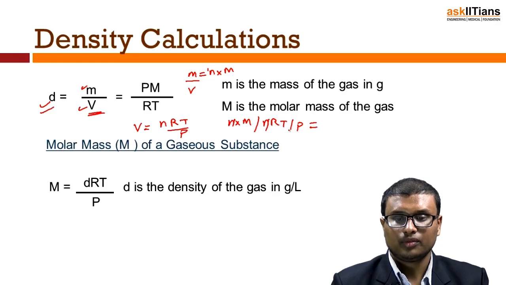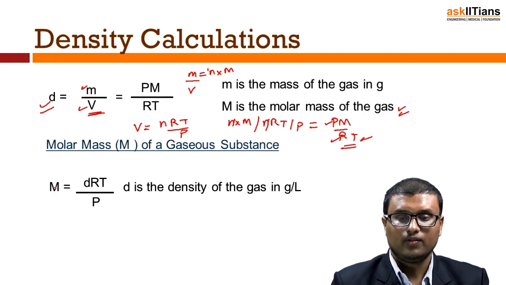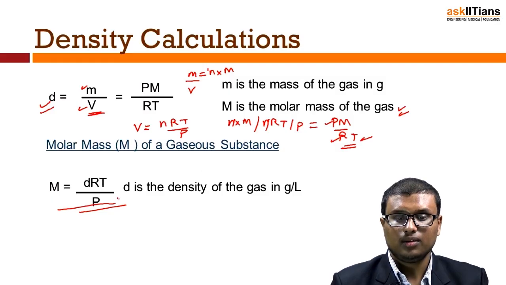So P goes to the numerator, and it will be PM by RT. What is P? P is the pressure, R is the universal gas constant, T is the temperature and M is the molar mass of the gas. So my M will be what? M will be rho RT or dRT by P.